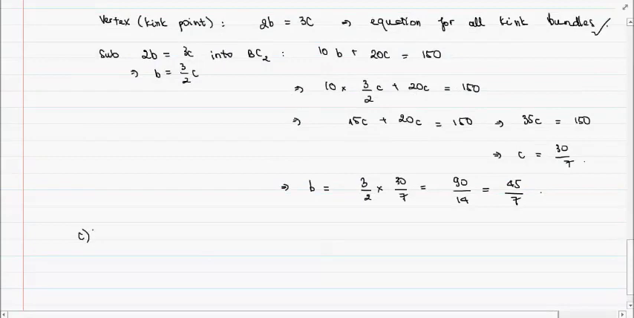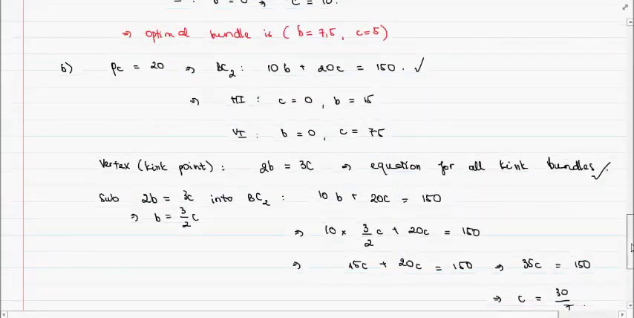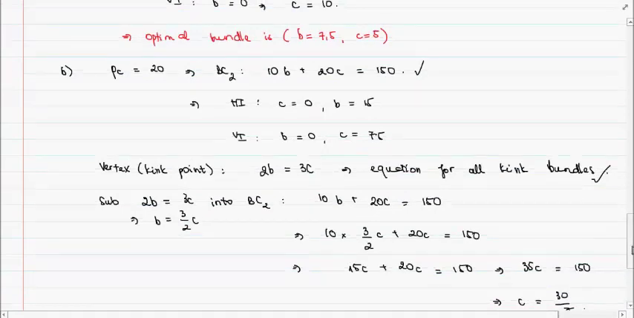Okay, so part C is asking you to illustrate the income expansion path on a diagram and the total effect of the price change. So we know that the income expansion path is basically the line or the curve that contains all of the optimal bundles as income varies. In this case, the equation for the optimal bundles is going to be the equation for all the kink bundles over here.